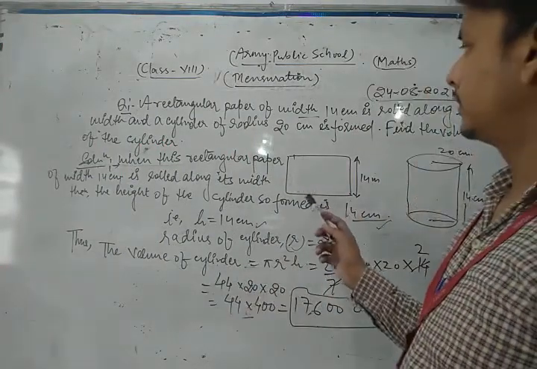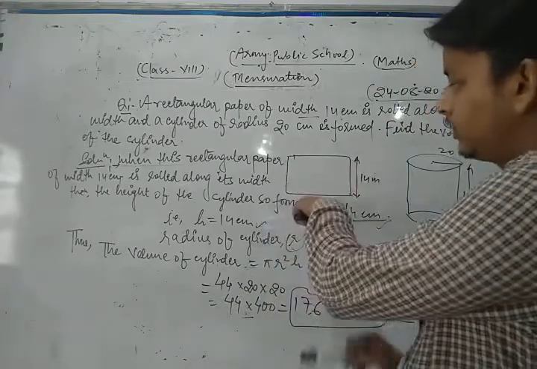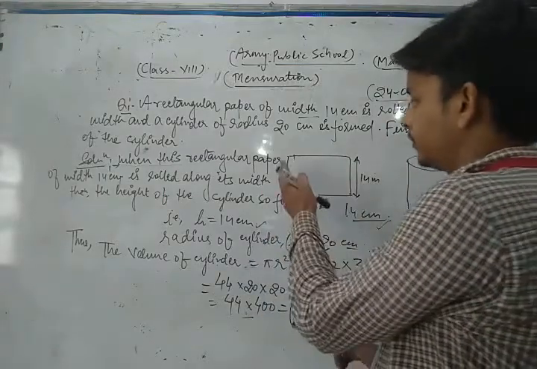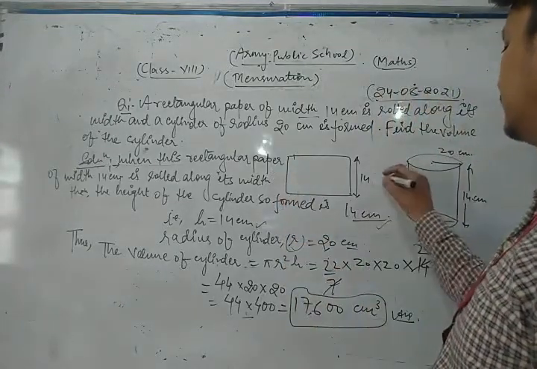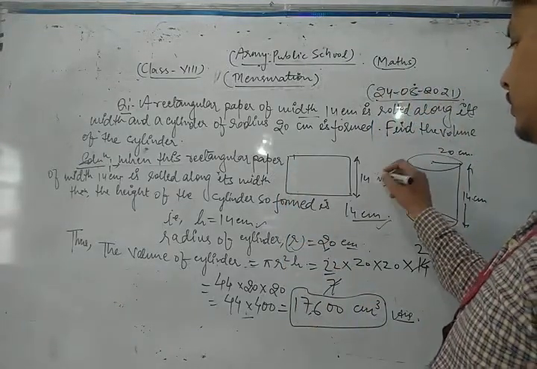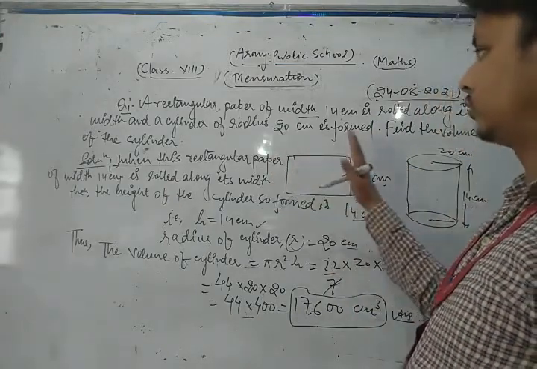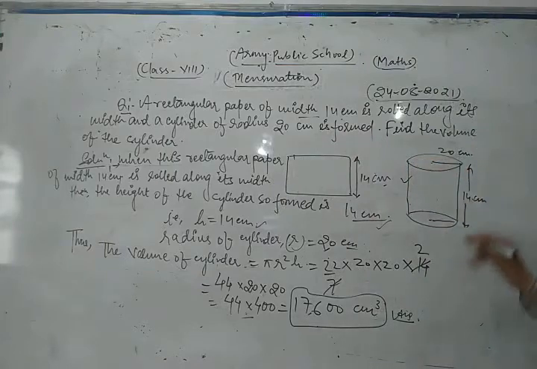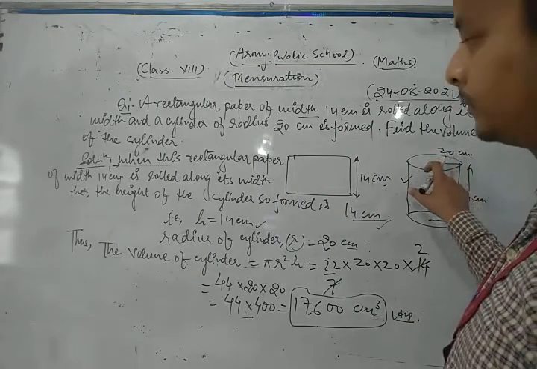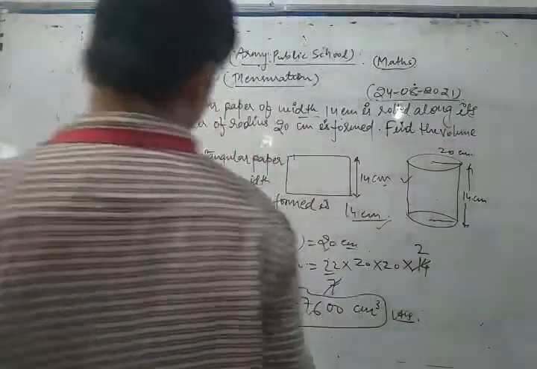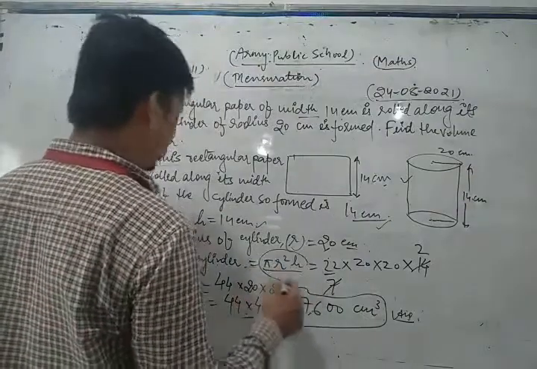Here a rectangular paper of width 14 centimeter is rolled along its breadth. So if this is the rectangular sheet of paper of width 14 centimeter, when this rectangular sheet of paper is rolled along its breadth, then new solid form is what? Cylinder, with height of 14 and radius of 20. Now after that you know the formula for the volume of cylinder is what?